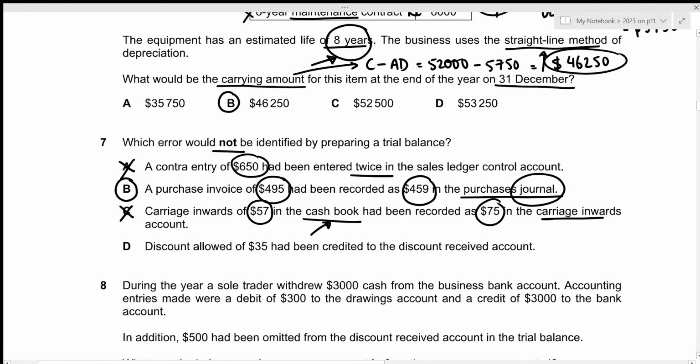And for option D, discount allowed of 35 had been credited to the discount received account. So this just means that our discount allowed will be understated and the discount received will be overstated within our trial balance, right? Which means that again, the debit total and the credit total will not be equal. So this will again be identified by preparing a trial balance. So this is incorrect.